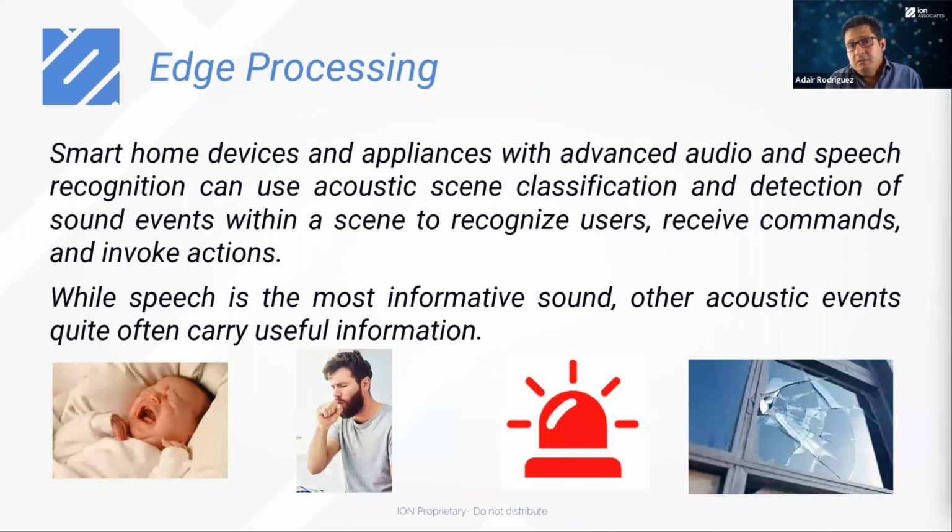For edge processing, as I said before, we can use it for more than just a simple task like the thermostat, for example. Yes, we can use the thermostat to send just a command: turn on the heat, turn down the heat, change the temperature. But it can also be used for other things, maybe detection of specific noises and triggering some alarms.